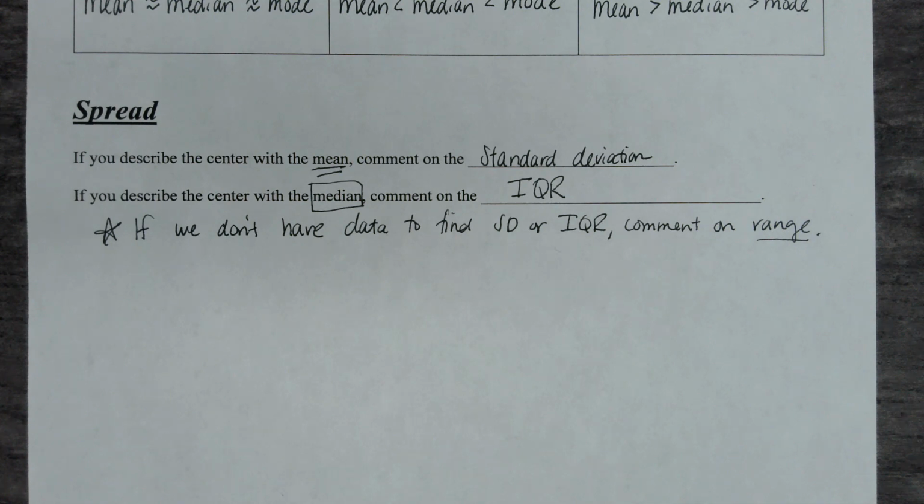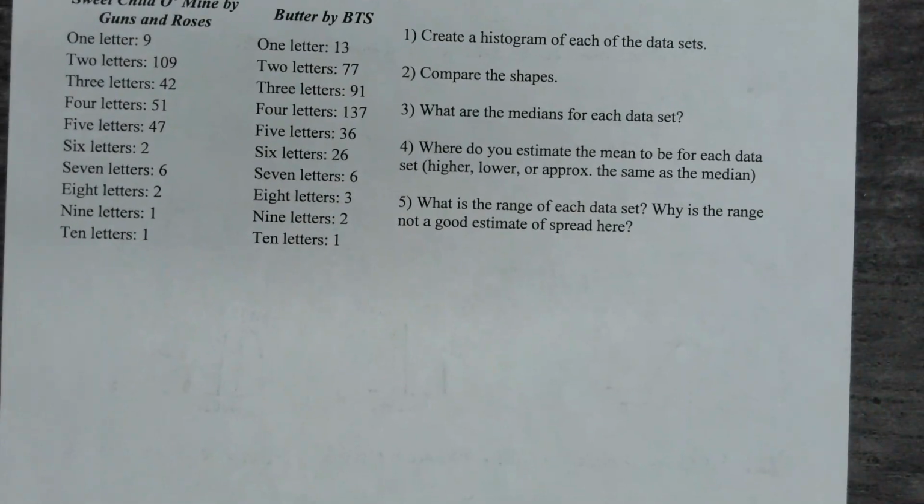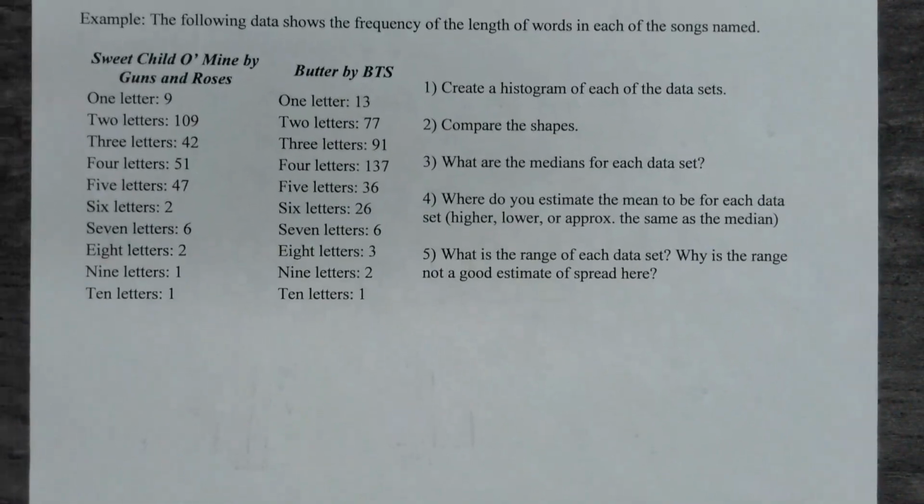We have our shape, all the different ways to describe our shape. We have our outliers, so visually, and then also looking at the IQR rule. And then we have our center, which is mean or median. And then we're looking at our spread, which is standard deviation or IQR, depending on which one we talked about with center. So now we're going to discuss the length of words in the songs that are named here.